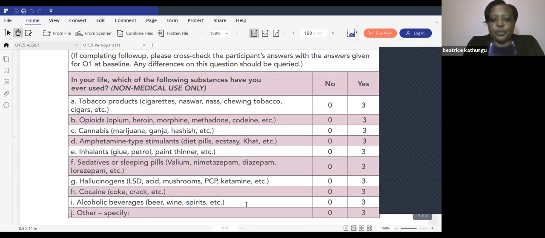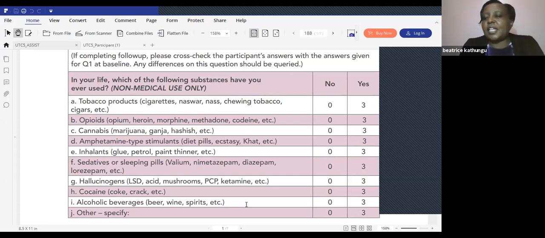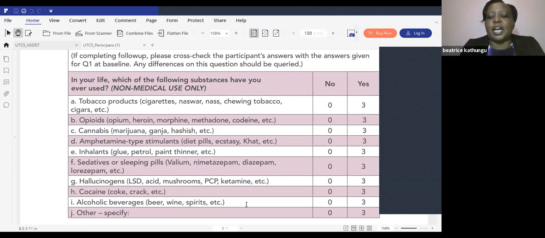And have you ever used any alcoholic beverages? Yes, you have. Thank you. Is there any other substance that is not on this list that you may have used? Not any that comes to mind right now. All right. Thank you, George. And thank you for your very important information. We are now going to proceed to question number 2.